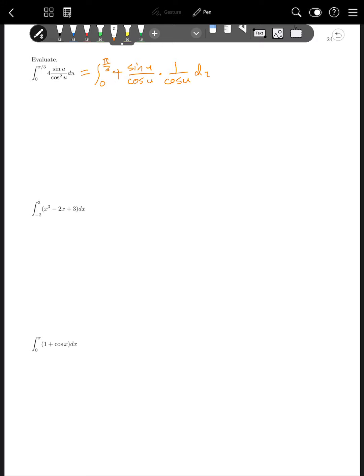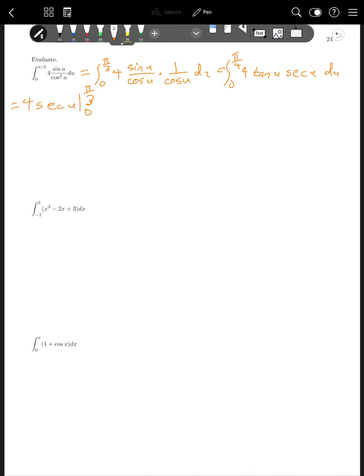Okay, that's the same thing, just another way to write that. And now we can simplify these. So this is the integral from 0 to pi over 4 of 4 tangent u secant u du. Okay, and now we can do the antiderivative of that. The antiderivative of tangent u secant u is secant u, right? So this would be 4 secant u from 0 to pi over 3.